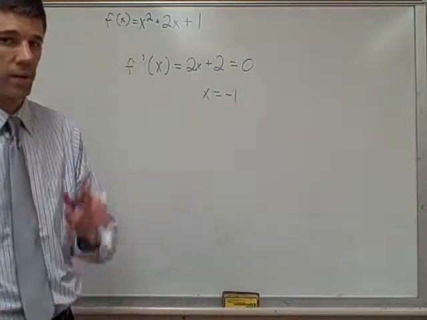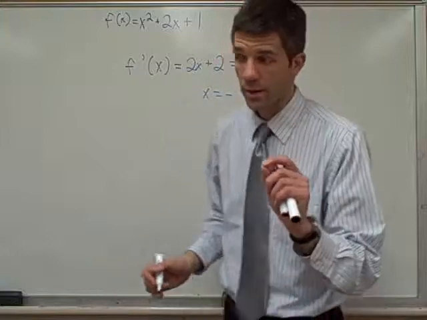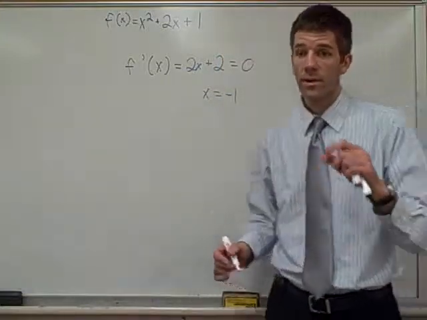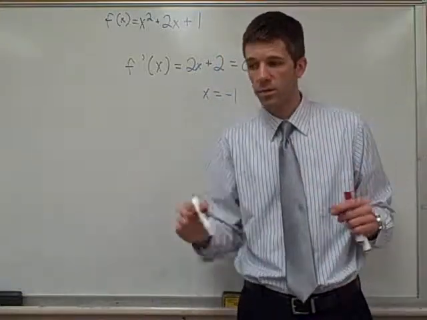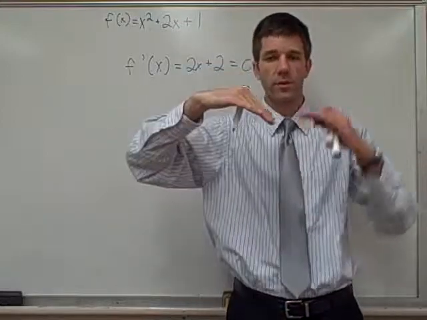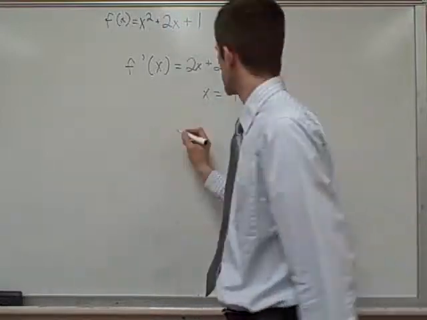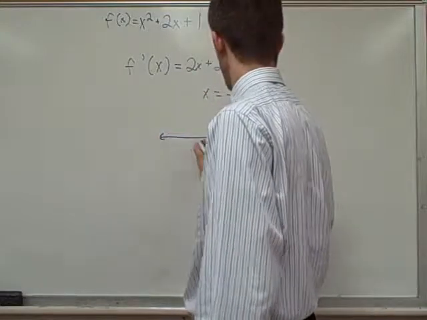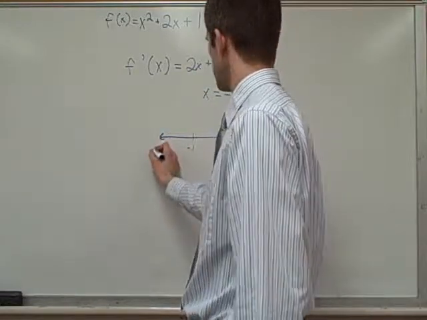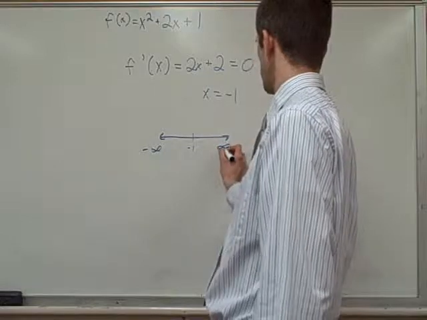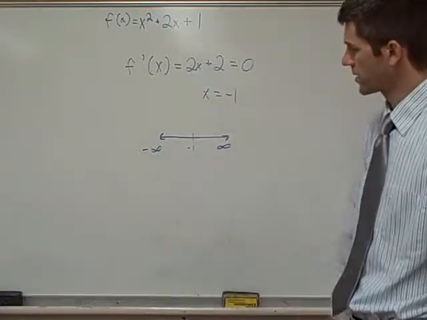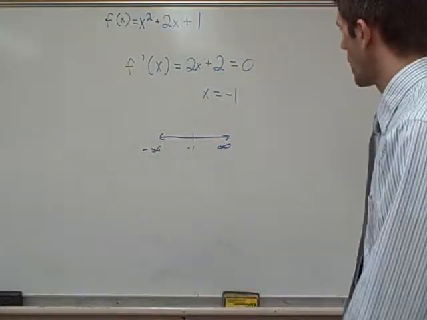There is a potential point, called a critical point, where it could be increasing then decreasing or decreasing then increasing, where it changes the direction. So we're going to draw a number line and we're going to put a negative 1 on it, and just for fun we'll put negative infinity and we'll put infinity, and that negative infinity looks like a really deformed canoe.